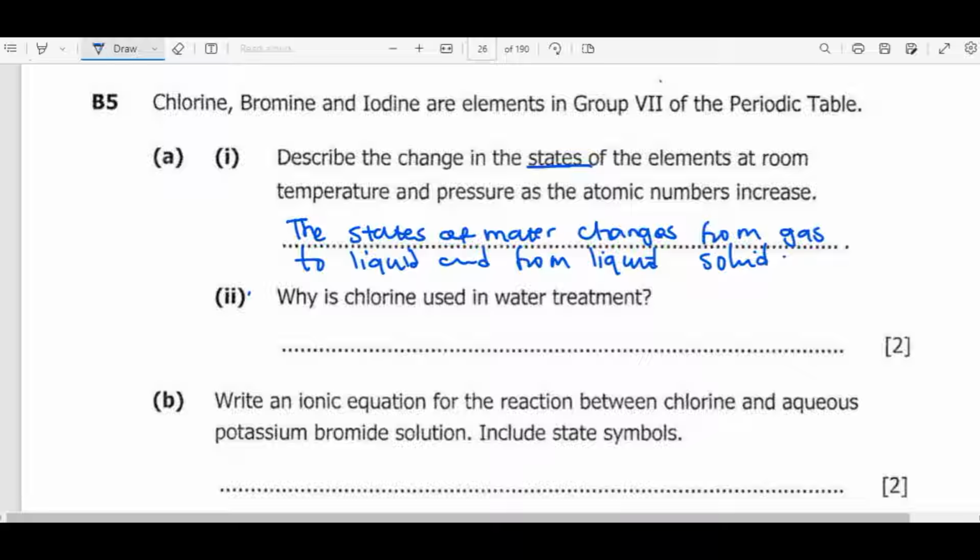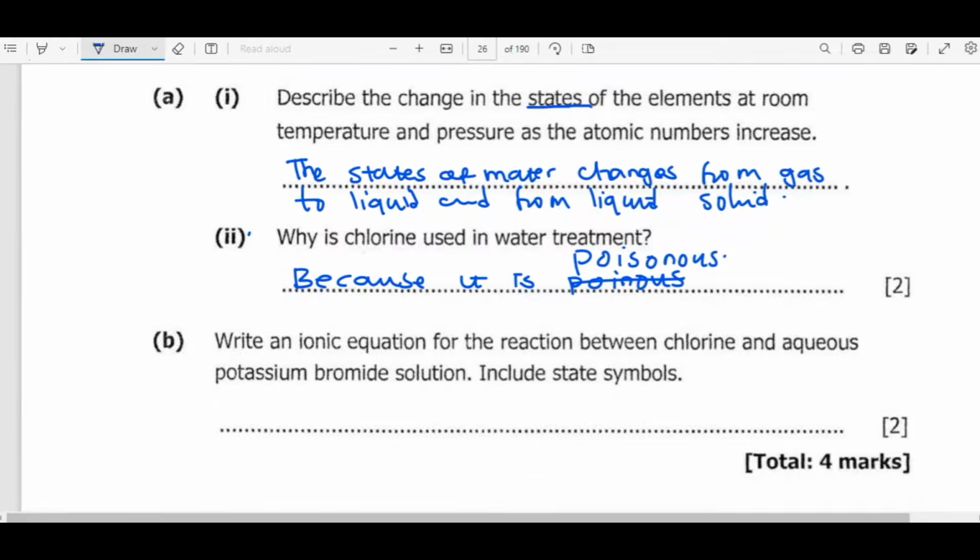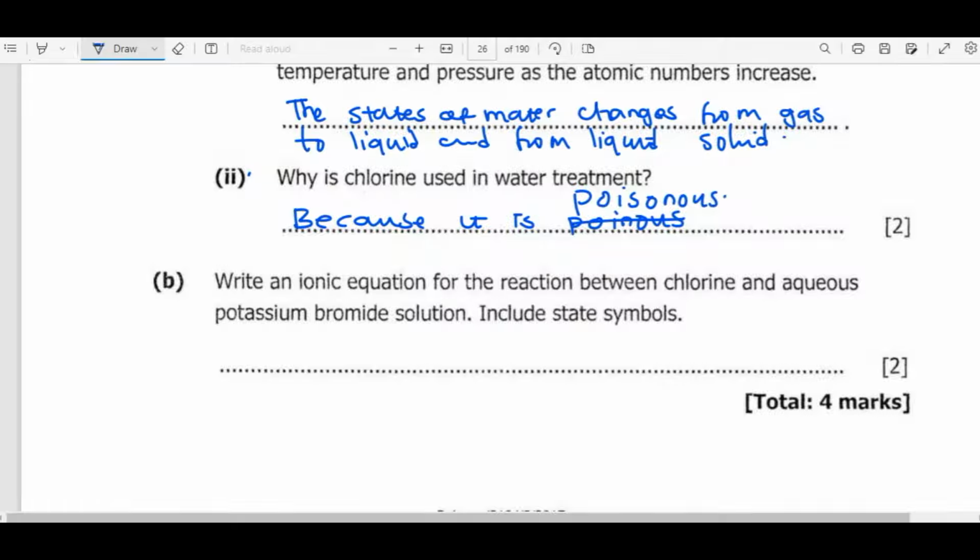Then why is chlorine used in water treatment? So say because it is poisonous, so it is able to kill the microorganisms that we consider as unwanted. Right, then what happens? We go to question B. Write an ionic equation for the reaction between chlorine and aqueous potassium bromide solution.